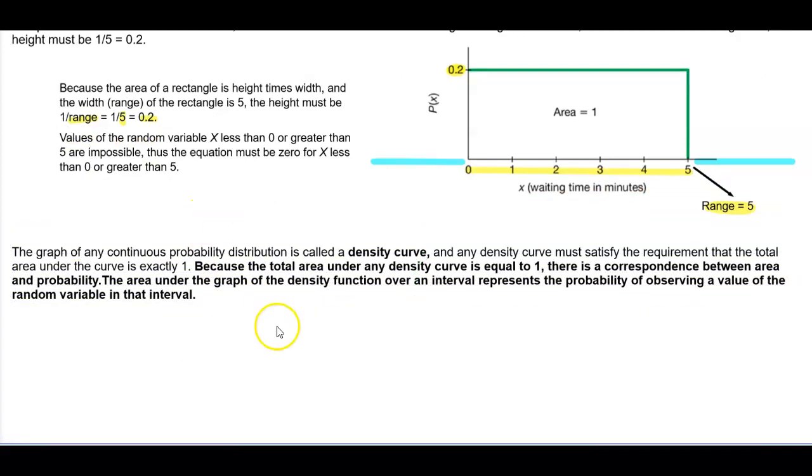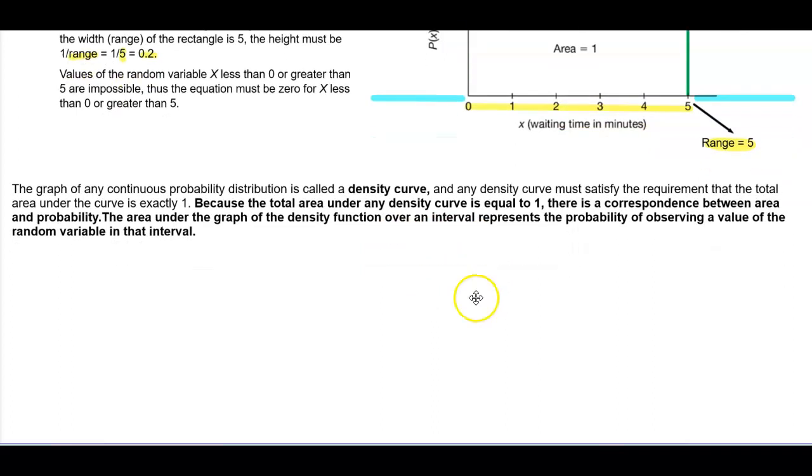Now, the graph of any continuous probability distribution is called a density curve. And any density curve must satisfy the requirement that the total area under the curve is exactly 1. Because the total area under any density curve is equal to 1, there is a correspondence between area and probability. The area under the graph of the density function over an interval represents the probability of observing a value of the random variable in that interval.